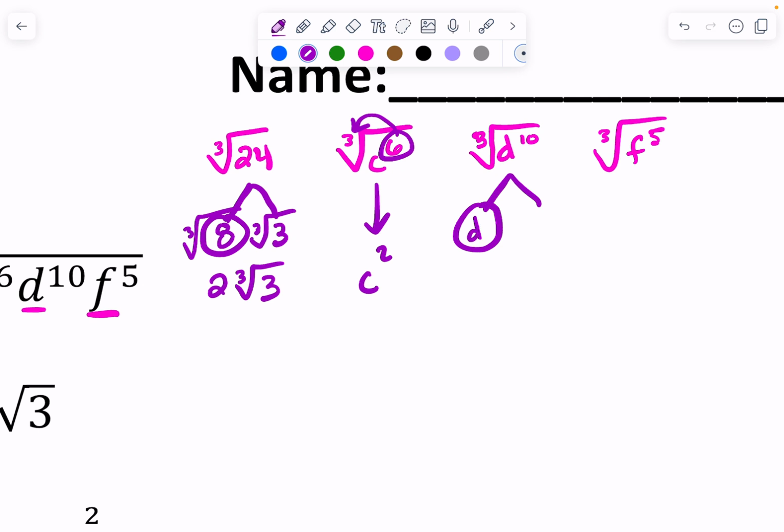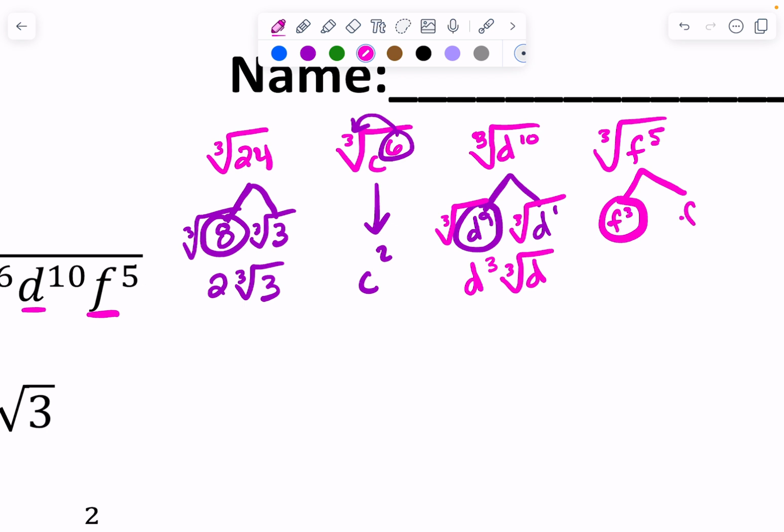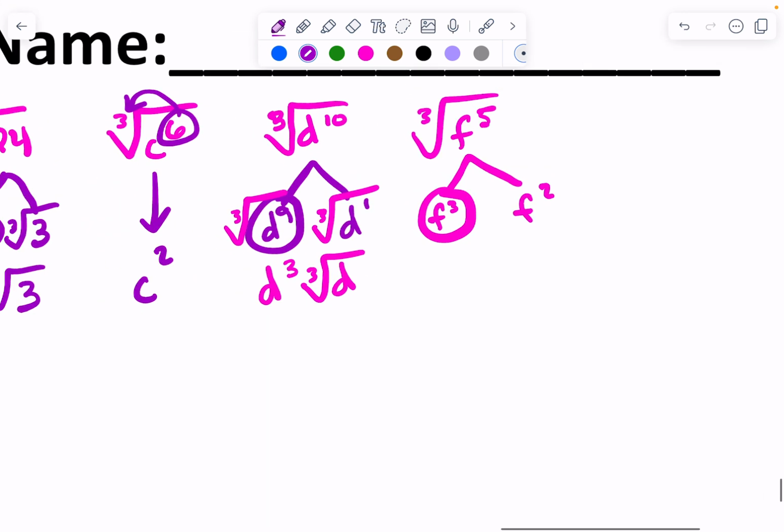Now, I could put 6 of them here, right? But I could go bigger than that, and I could go 9 of them here and 1 of them there, right? So I'm going to do that one. I'm going to go the cubic root of d to the 9th, which is d cubed. And I'm going to go the cubic root of d to the 1, which is just the cubic root of d. This one, I want to separate, and I want to put 3 of them here, and I'm going to leave 2 of them there. If I'm going too fast, you can pause me, by the way. This is the cubic root of f cubed, which is f, and the cubic root of f squared, which is just the cubic root of f squared, okay?